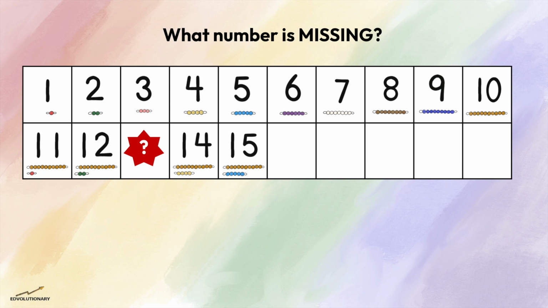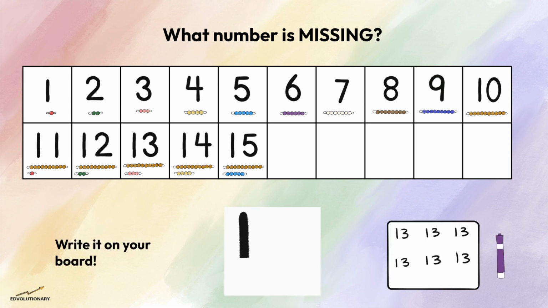Write it on your board. And then look around when students have written on their board. Let's see if you got it. 13. 13 is the number that was missing. Write it on your board. And in a later day, we will start asking them how they know. You could throw it in now early because it doesn't hurt before they write it.